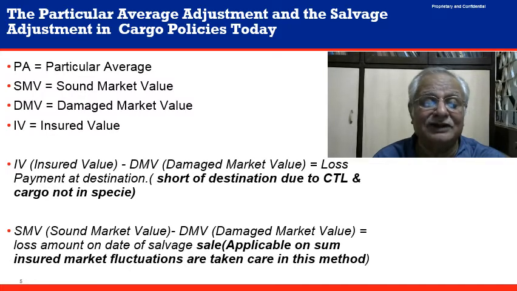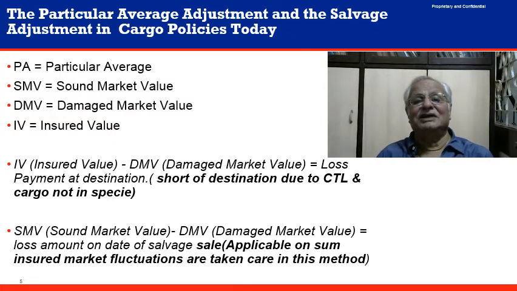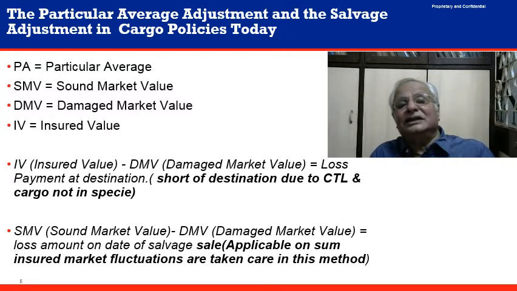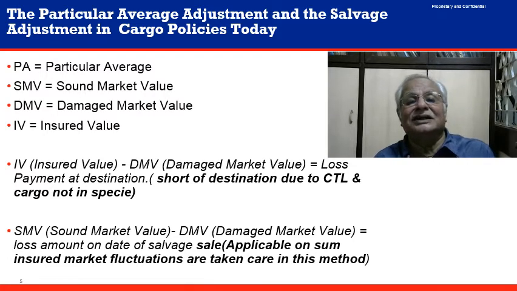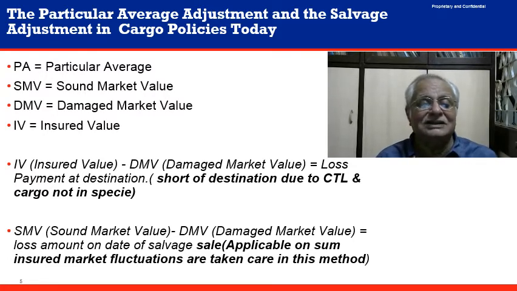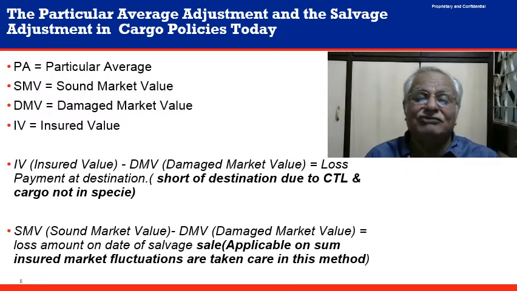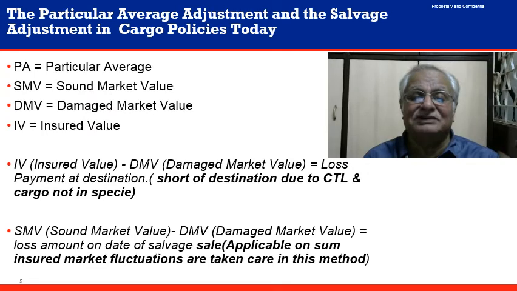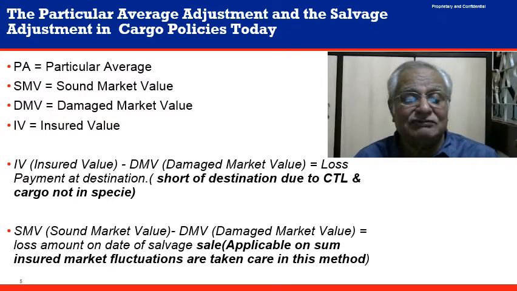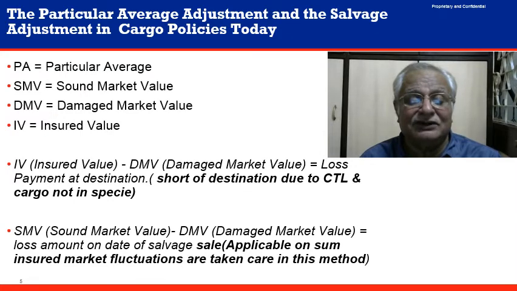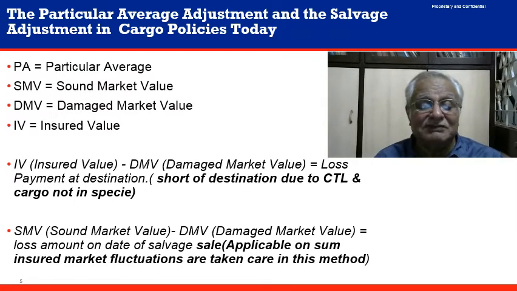We are also trying to find out the damaged market value of the goods. How to find out the damaged market value? You can find it out by getting quotations from the market, or when you sell the cargo by tender, then you get a damaged market value. And then what is the IV, the insured value? The insured value could be different. It could be CIF plus 10%, 20%, 5%. It depends. Maybe duty is insured, maybe duty is not insured. So whenever we are settling, the claim is settled on insured value minus damaged market value. The loss payment is at destination.